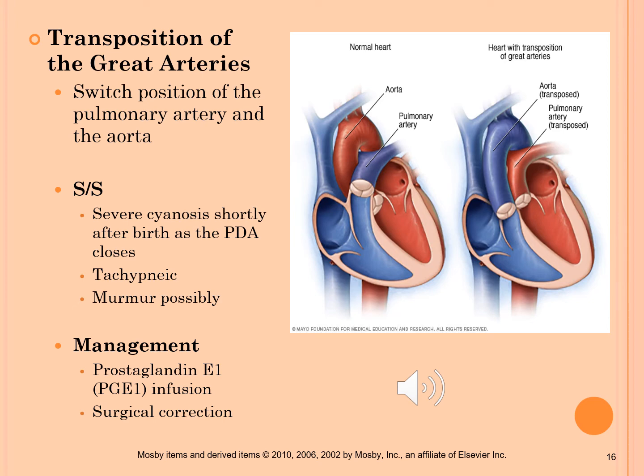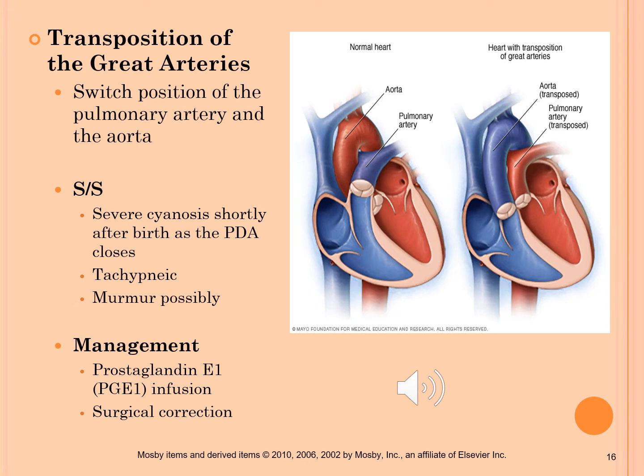In order to maintain that PDA open, we need to give them a drug to keep it open. This time we're going to give them a prostaglandin infusion. That's started immediately after birth. It helps maintain that patent ductus arteriosus and encourages that mixing of blood. A side effect you do have to watch for in the infant is apnea and hypotension, so they need to be carefully monitored. And that's really a life-saving drug until we can get to surgical correction.